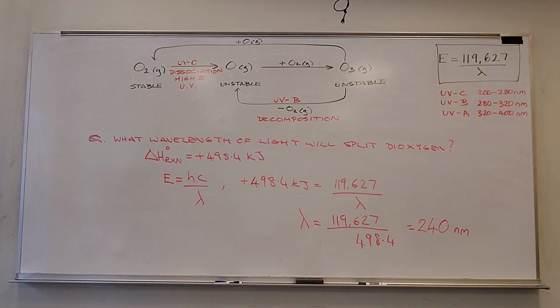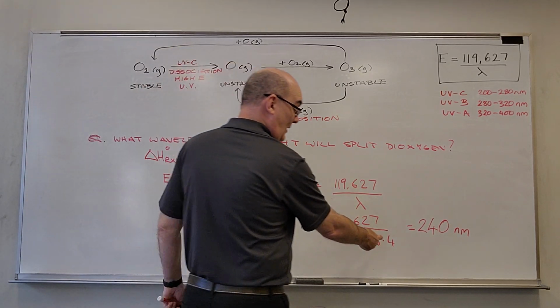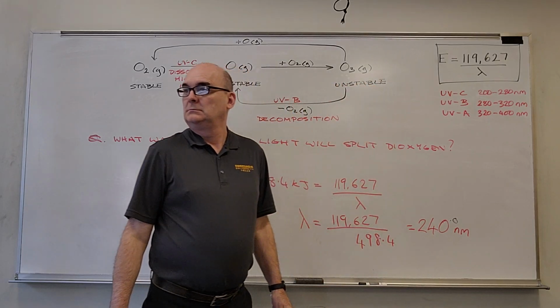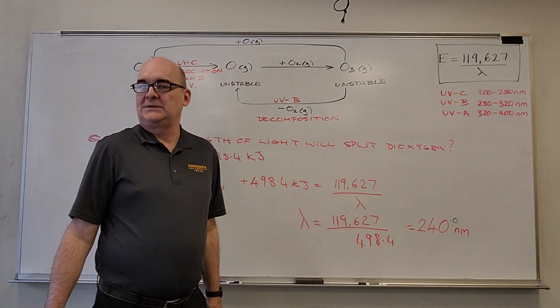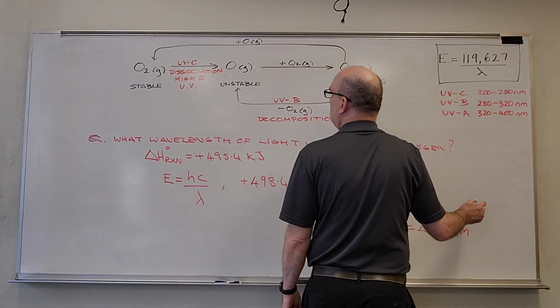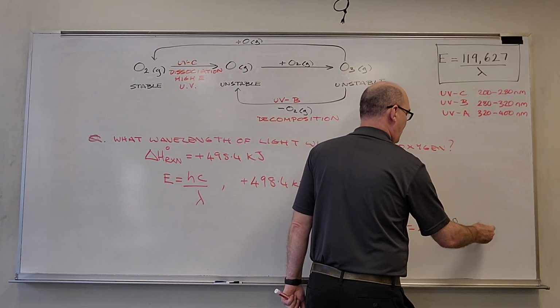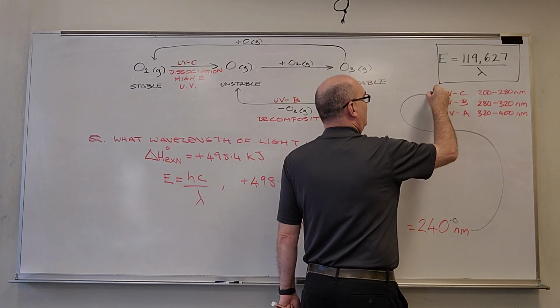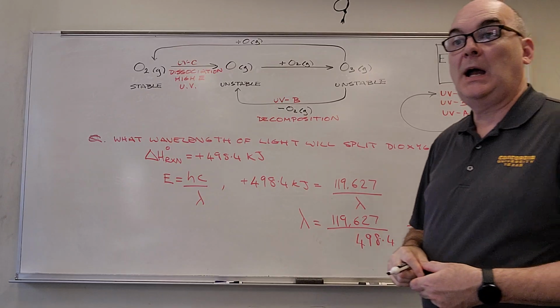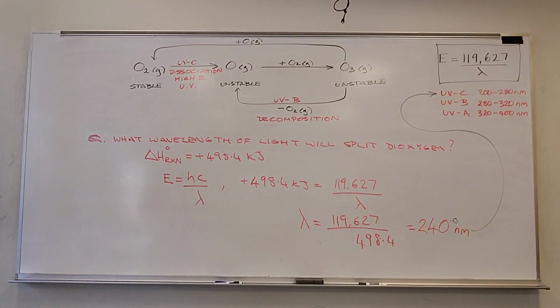So our answer is 240 nanometers. We are allowed to have a decimal place here, but it sounds like it's a zero. Okay, that puts this number right there. That's the UVC, that's the high energy UV band, right there. Okay, we did something, look at that.